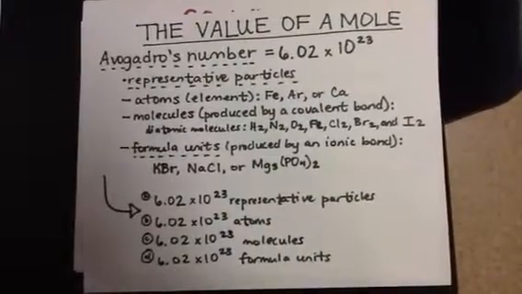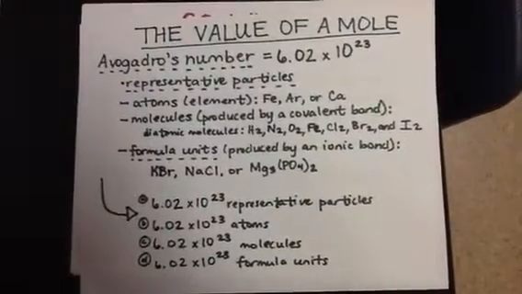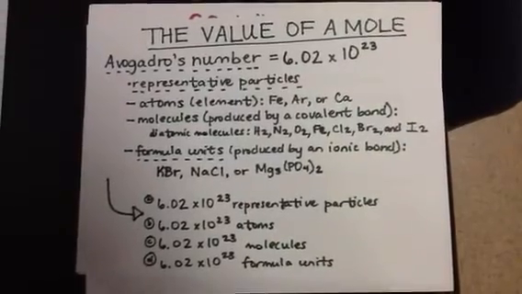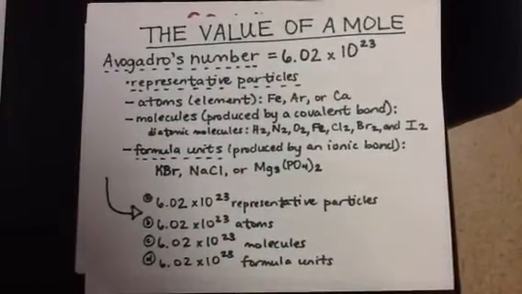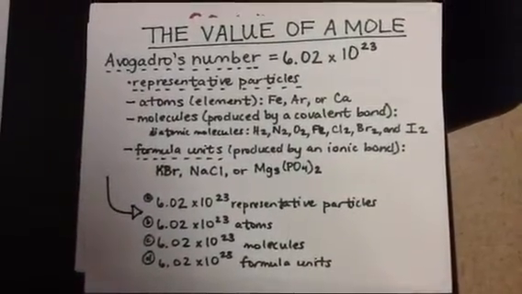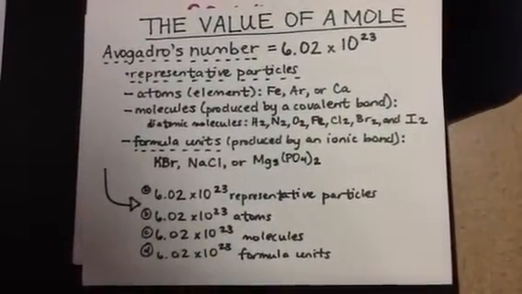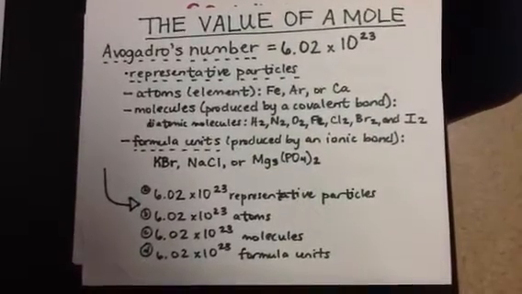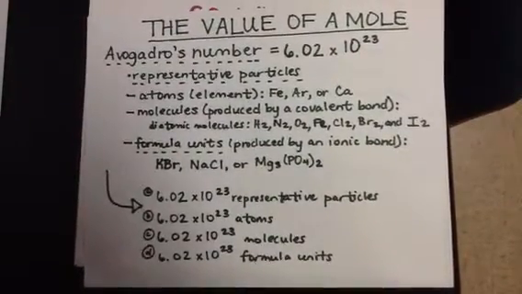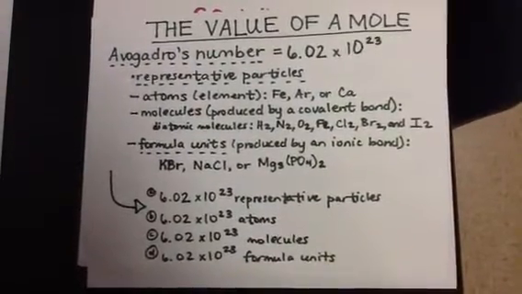I can also have molecules, which remember are produced by covalent bonds. So here the examples are your diatomic molecules: 6.02 times 10 to the 23rd hydrogen molecules, nitrogen molecules, oxygen molecules, fluorine molecules, chlorine molecules, bromine molecules, or iodine molecules. Then we have formula units, which are produced by an ionic bond. So we have KBr, which is potassium bromide, NaCl, sodium chloride, or Mg3(PO4)2, which is magnesium phosphate. All of these may have the unit of formula units.